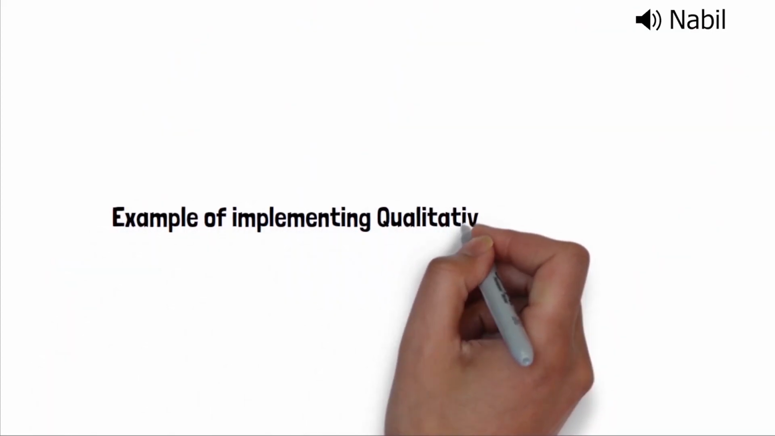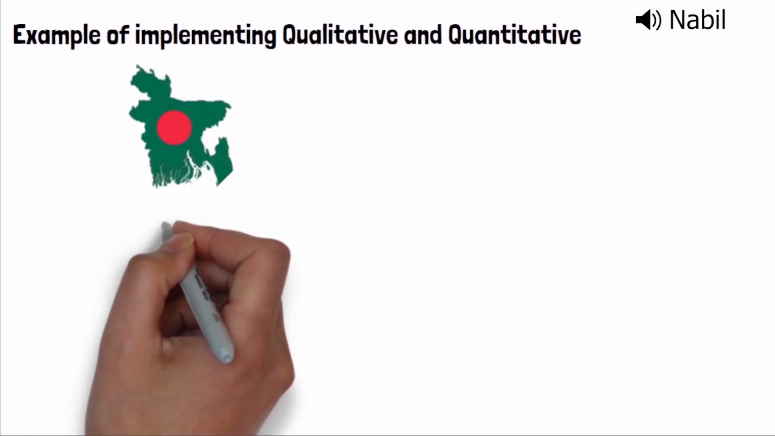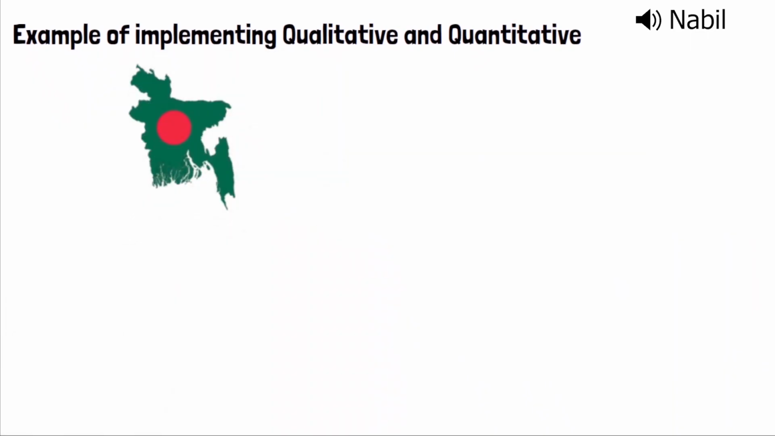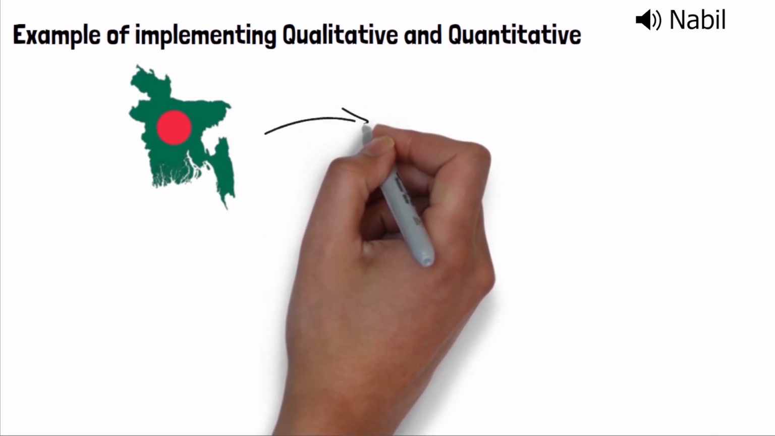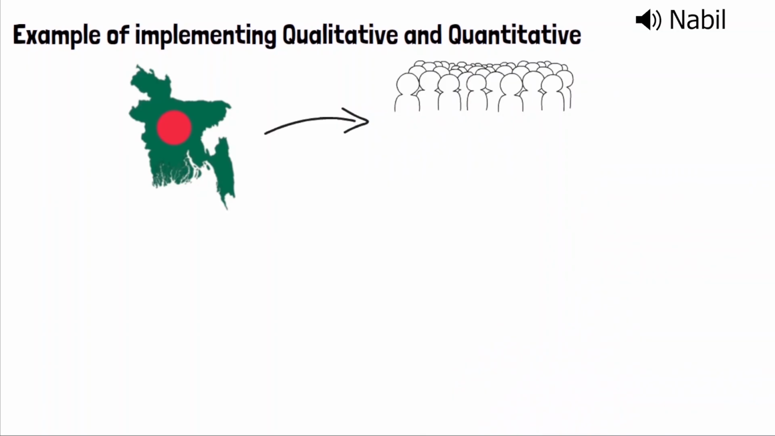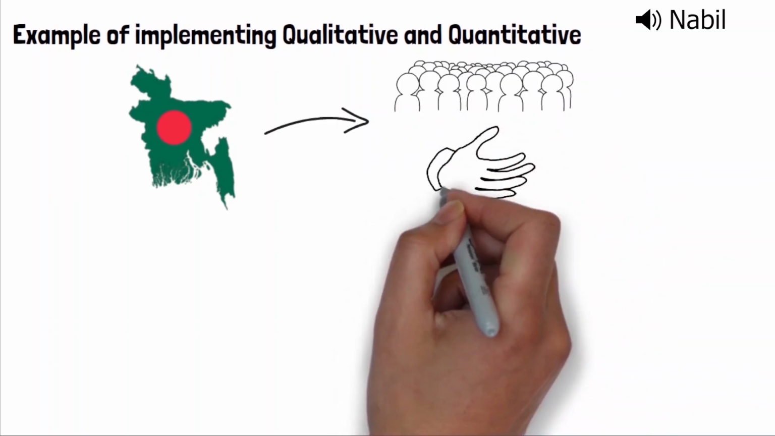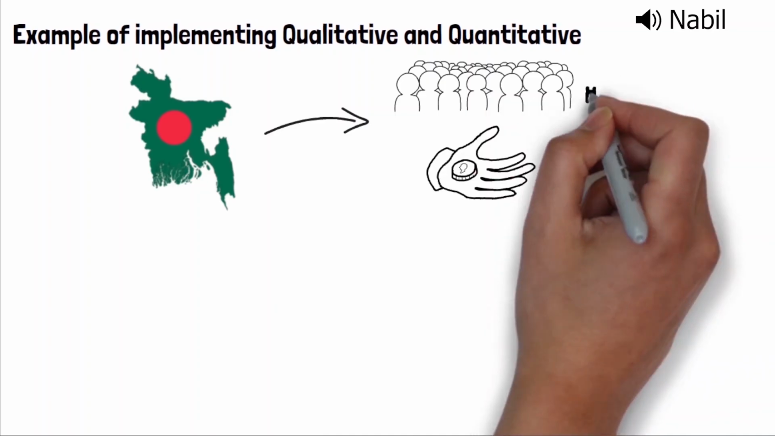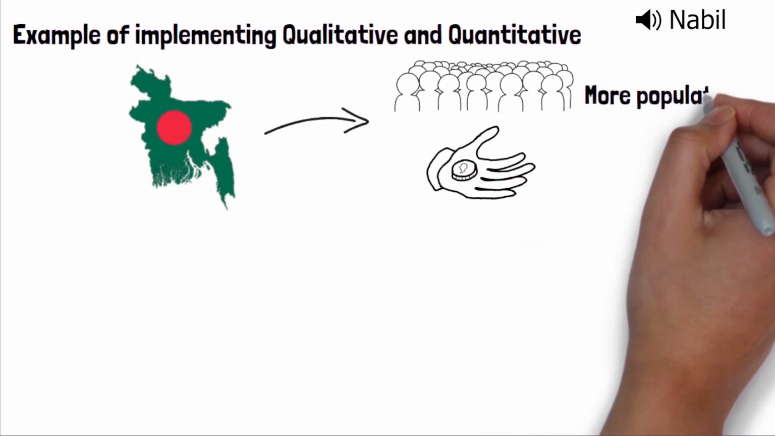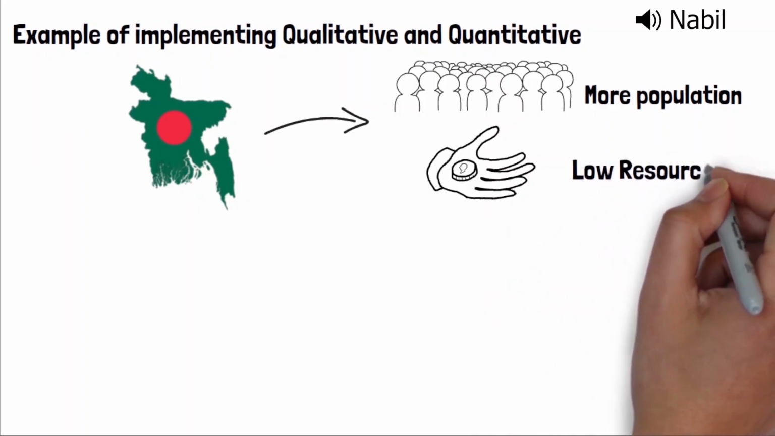Let us see an example. Bangladesh is a densely populated country where resources are also limited. Government's main priority is to meet the basic needs of the people. This includes ensuring access to food, clean water, basic healthcare, and primary education. In such countries, the focus is more on survival and managing the large population with the available resources. Challenges like poverty, unemployment, and inadequate infrastructure are often at the forefront of national planning.